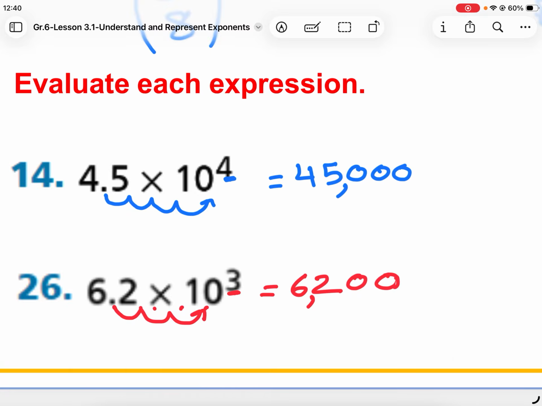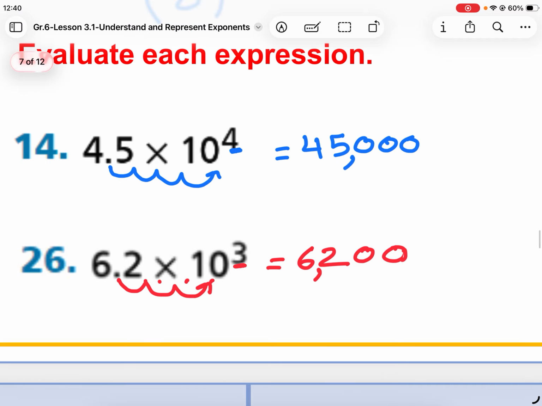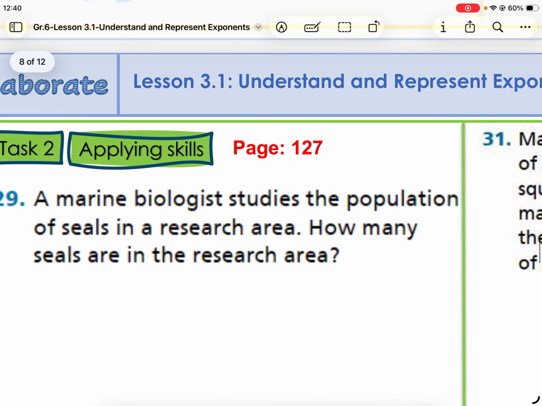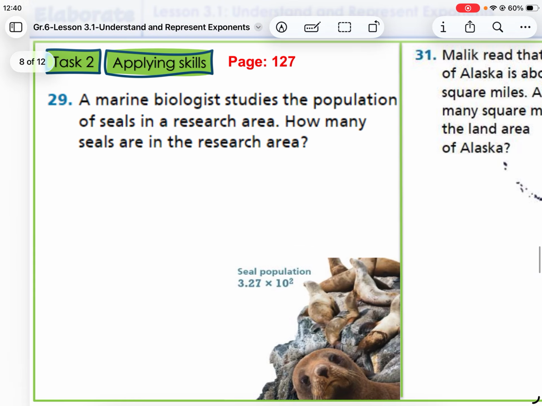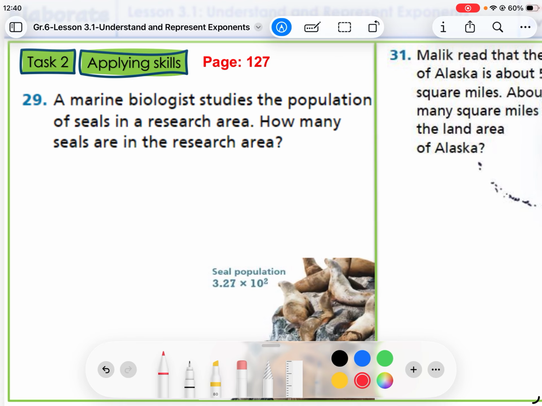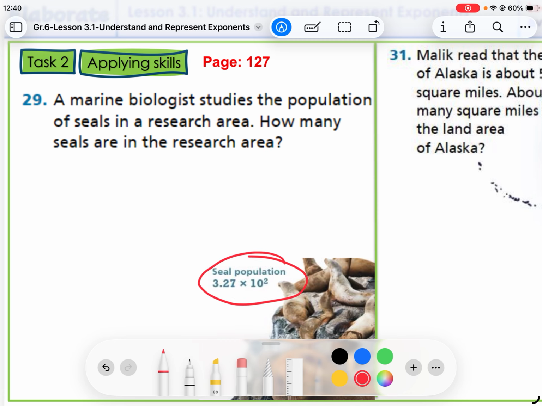Okay, so I hope it's clear. Again, when you multiply a decimal by a power of 10, just look at the exponent and move the decimal point to the right according to the exponent. Okay, let's evaluate this question. Now, word problems about the same topic. So here you have a word problem. So basically what they're asking on this word problem is just evaluate this expression.